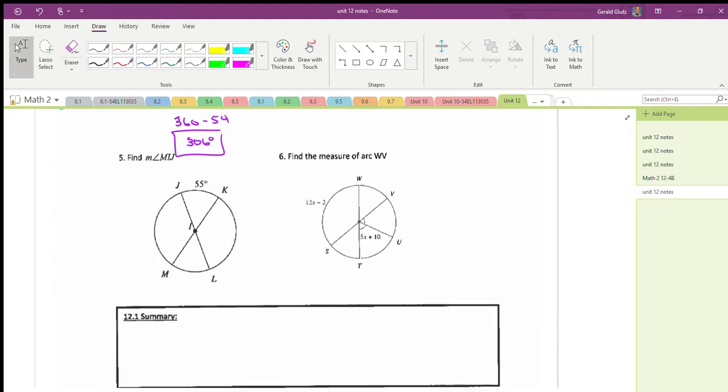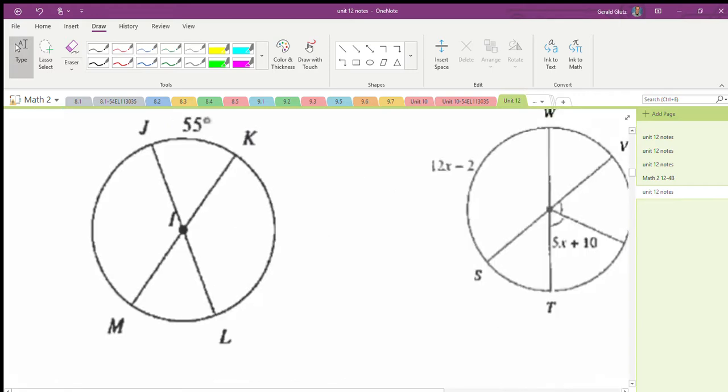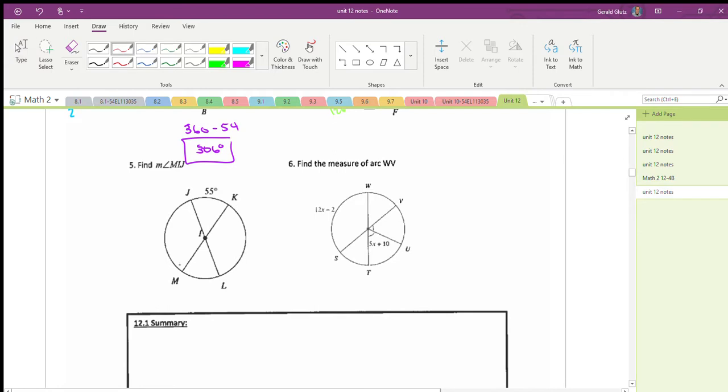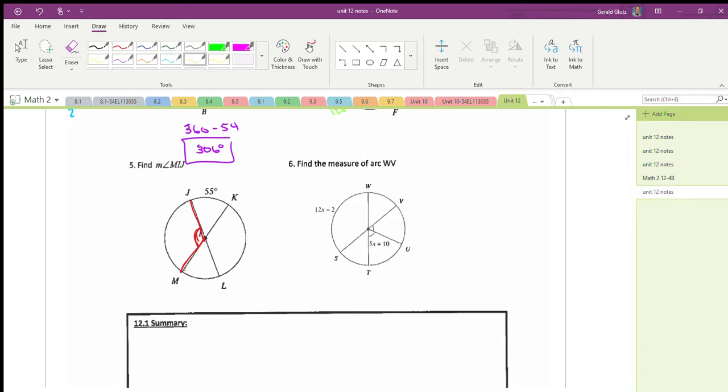M to I to J, yeah, that's I. So that means MIJ, I'm trying to find this angle right here. So again, let's use that green color. We have two lines crossing each other, so we got some vertical angles. Since the arc length from J to K is 55, this central angle has to be 55. This is a vertical angle, so it will also be 55, which means this arc will be 55 degrees.